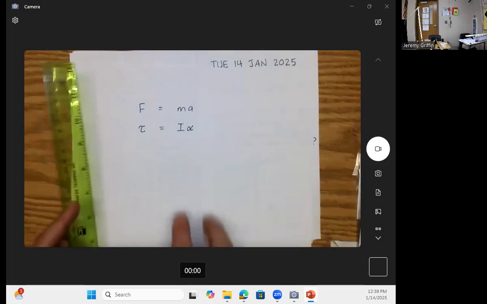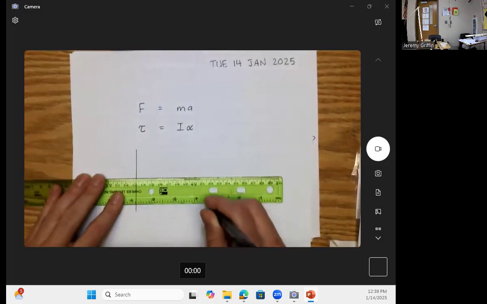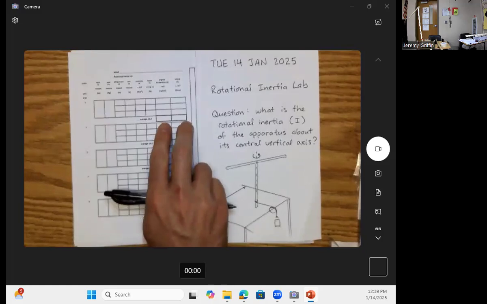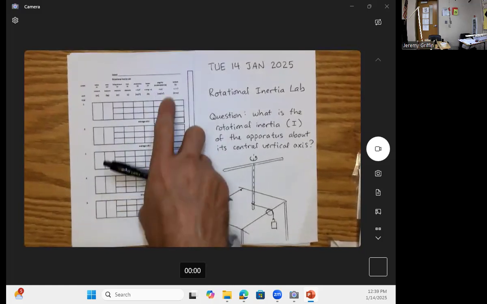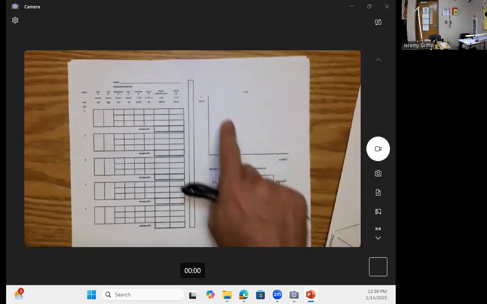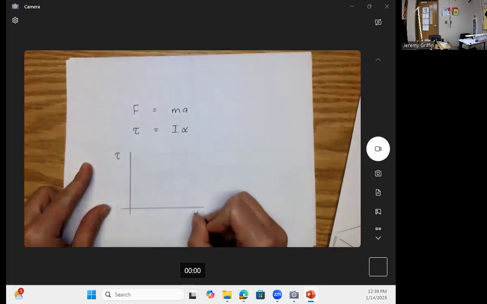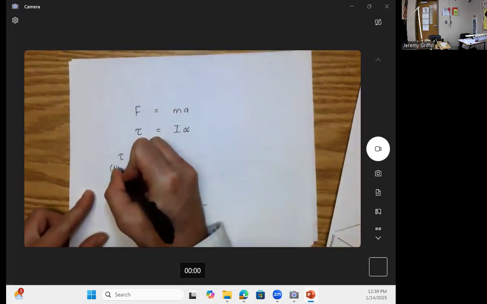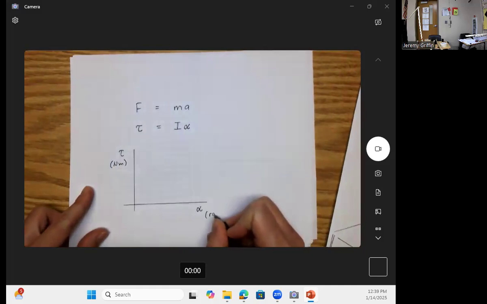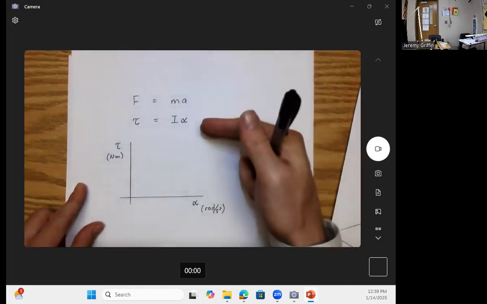Therefore, if you have a bunch of different torque and angular acceleration values, that's what I'm leading up to with this table. Notice I gave you some dark boxes here, so you can take in the average angular acceleration and the average torque. And if you look at this graph setup, it says torque versus angular acceleration, in newton meters and radians per second squared.